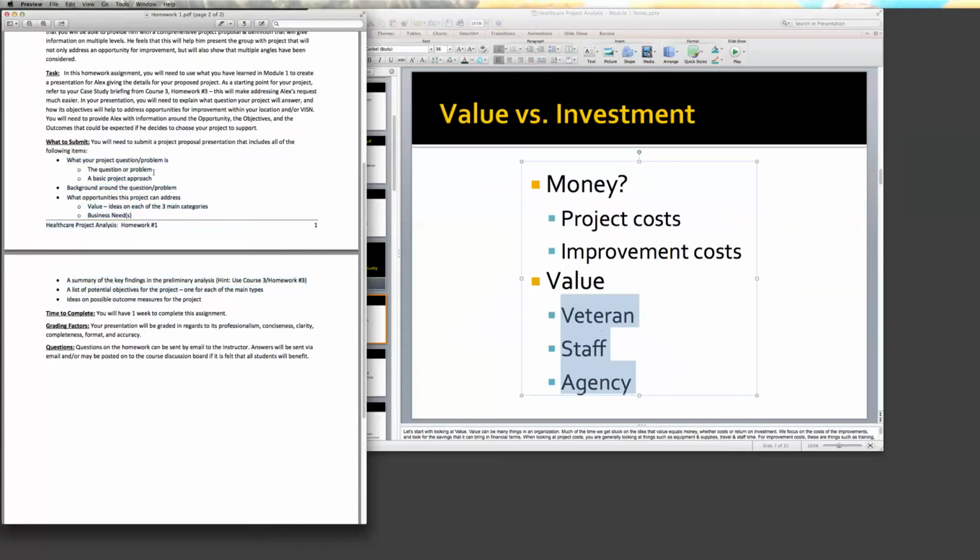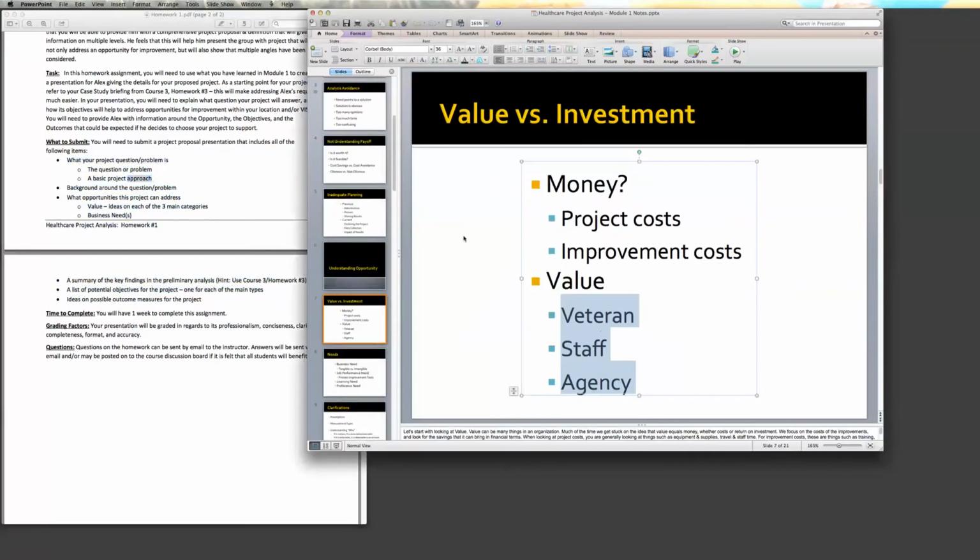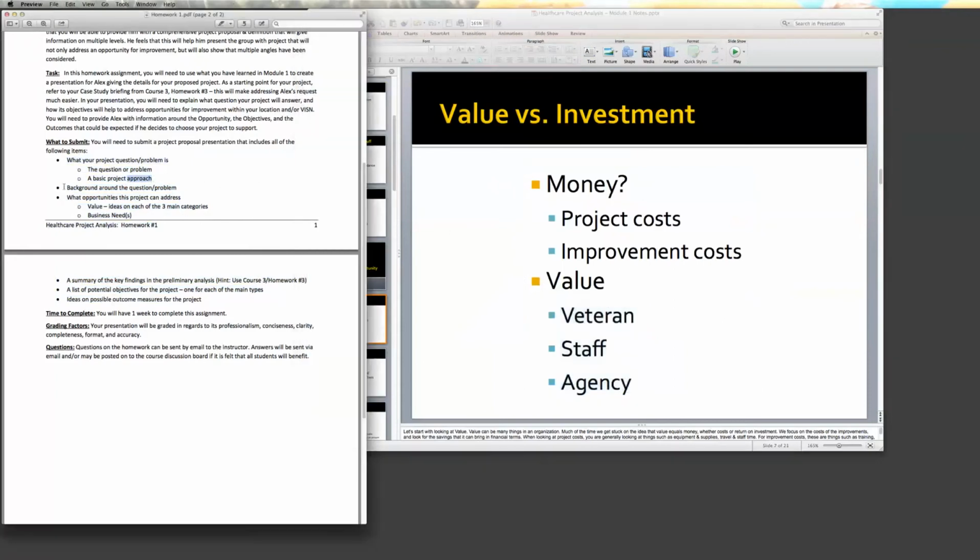You just need to make sure that you've got each piece in there. Don't forget the approach, because that's one of the common things that people tend to forget. Tell me, what are you going to do? So talk about the approach, talk about the background. Let's talk about those opportunities. Get started on that.